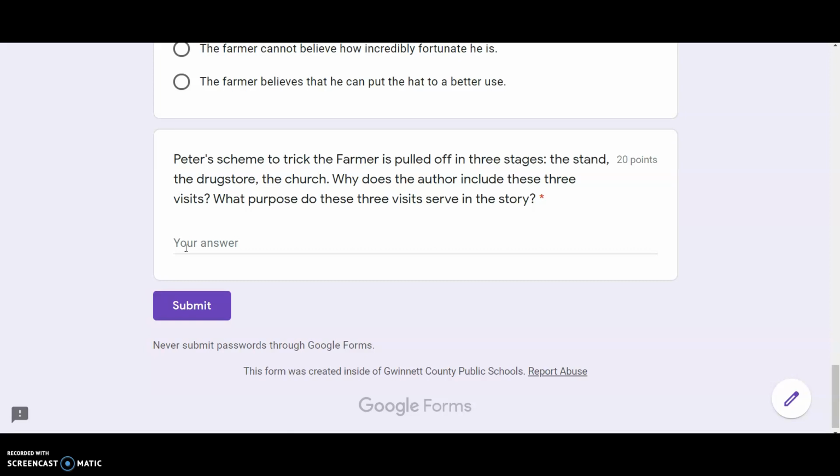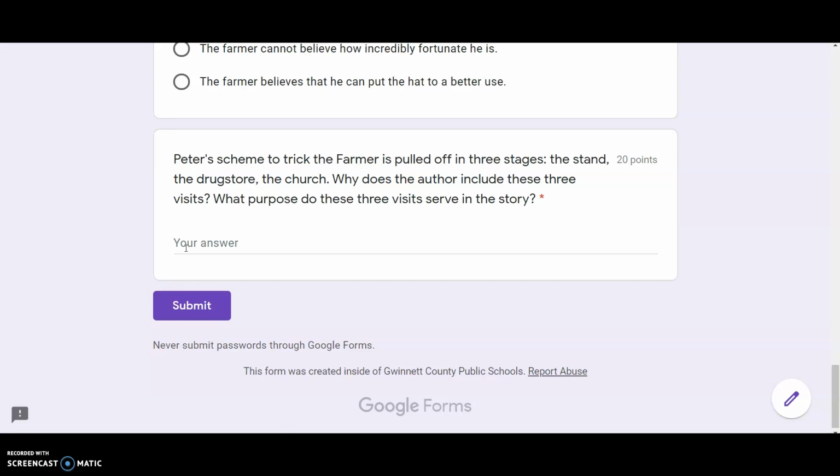Okay, here's question 5. This is a fill in the blank or short answer question. Peter's scheme to trick the farmer is pulled off in 3 stages: the stand and the man at the stand, the drugstore and the druggist, and the church and the priest. Why does the author include these 3 visits, and what purpose do these 3 visits serve in the story?